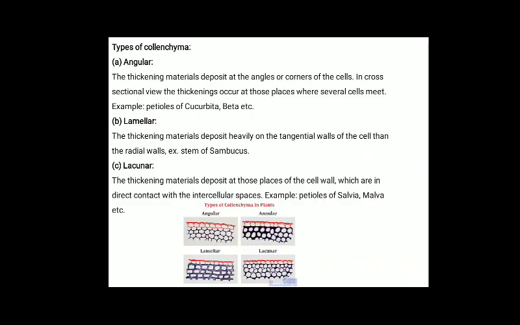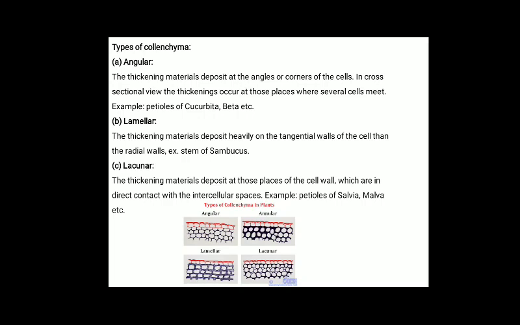Types of collenchyma. Collenchyma is of various types. First one is angular collenchyma. The thickening materials deposit at the angles or corners of the cells. In cross-sectional view, the thickenings occur at those places where several cells meet. Example, this angular collenchyma is found in the petioles of Cucurbita.